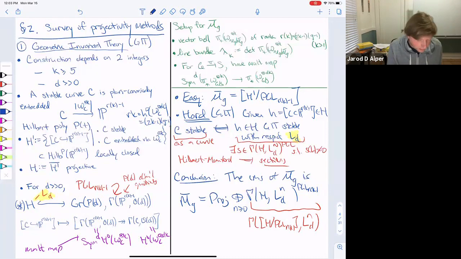Right, and part of what GIT says is that this entire ring is finitely generated, and you get that M_g bar is projective.